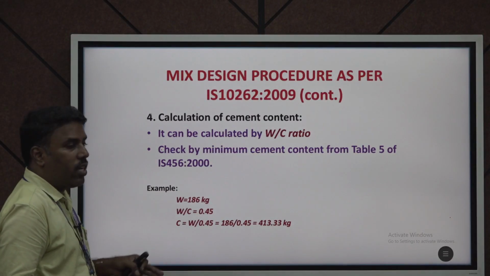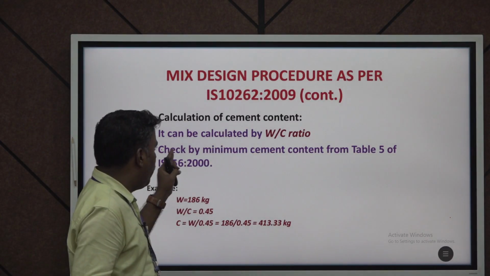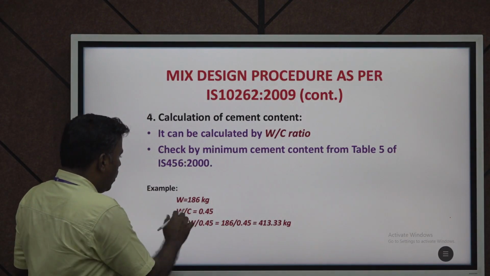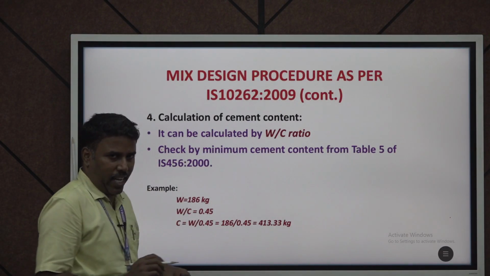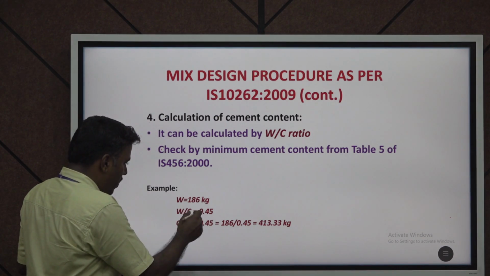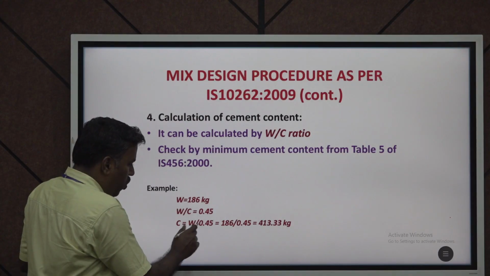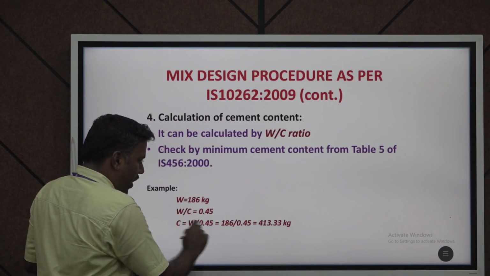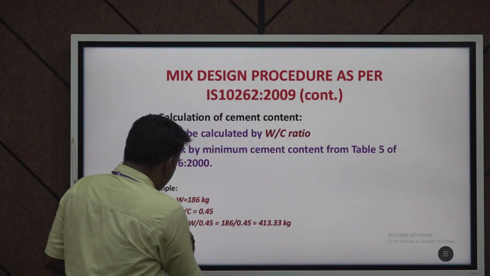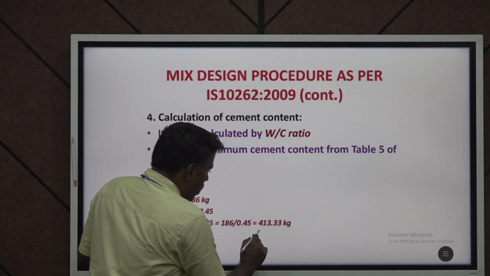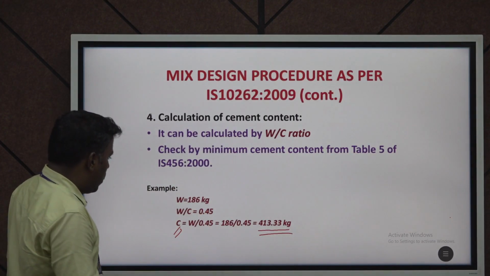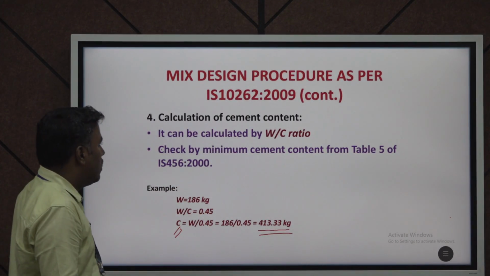Fourth step is calculation of cement content. Already we calculated the water cement ratio. For example, the water is 186 kg, then water cement ratio is 0.45. So from that we have to calculate C. So W by 0.45, W is 186 kg, so 186 by 0.45, the cement content is 413.33 kg. So this is how we find the cement content.